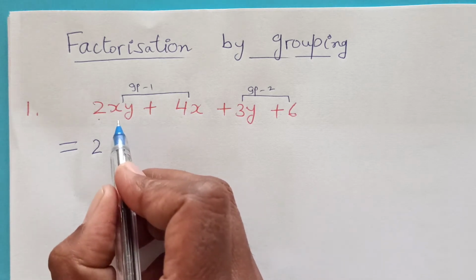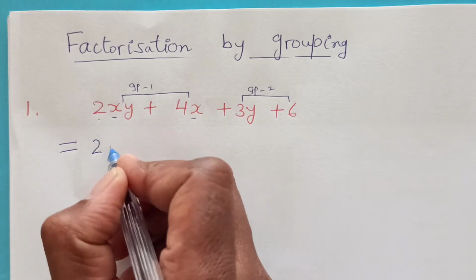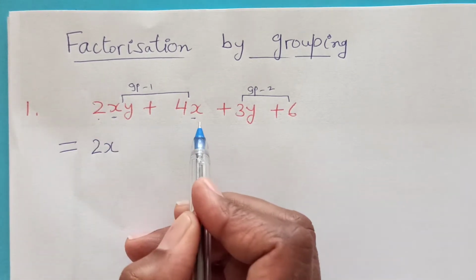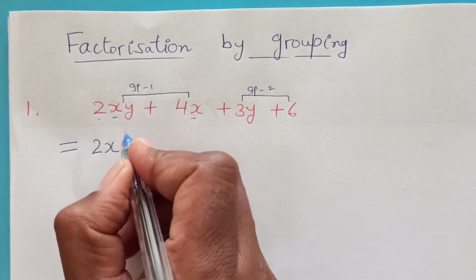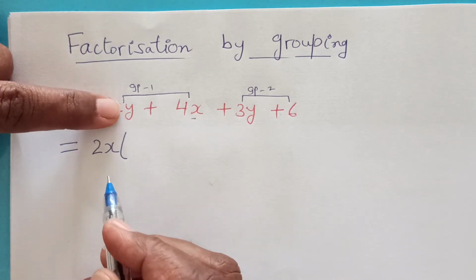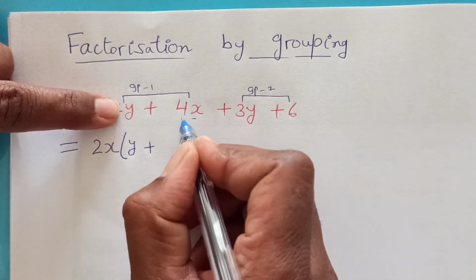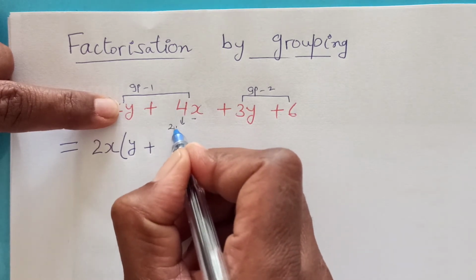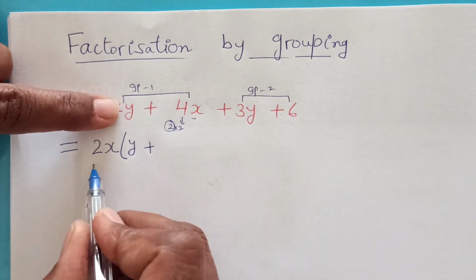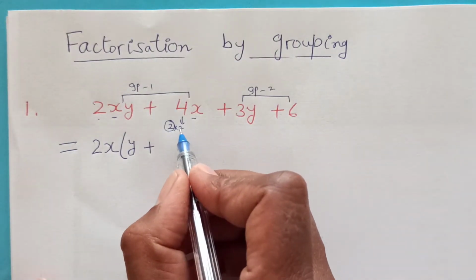Then we will look for the letters. We can see x is in both of them, so x can come out. Now y is there in the first term but it is not in the second term. So only 2x will come out. If this 2x is gone out, what is left? y. Plus sign. Now this 4 can be written as 2 times 2. So one of the 2 is outside here and x is gone outside. So you are left with only 2 in this.